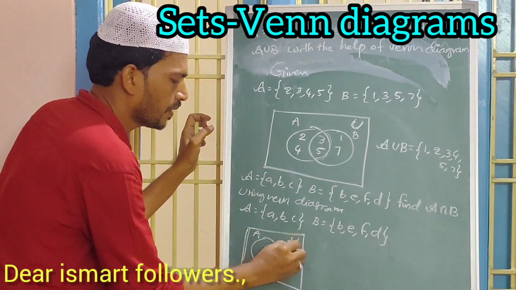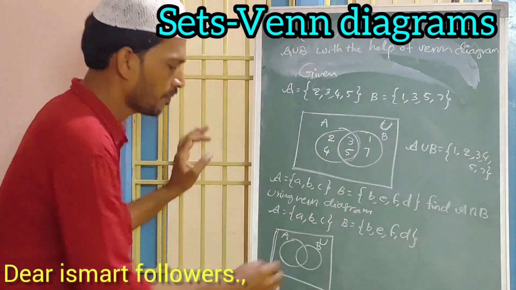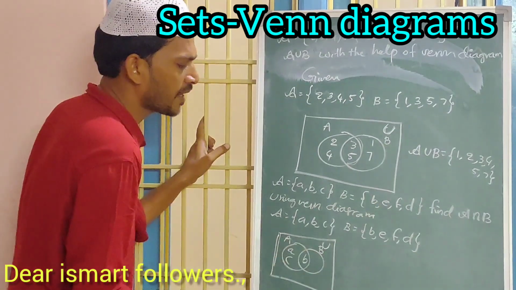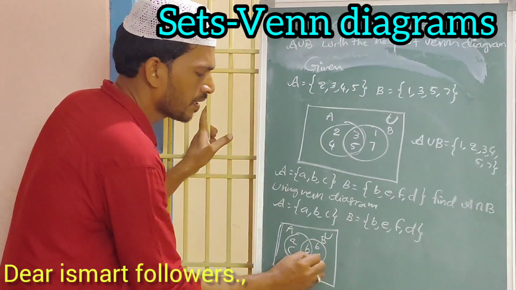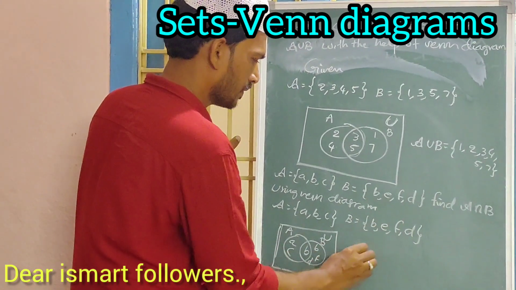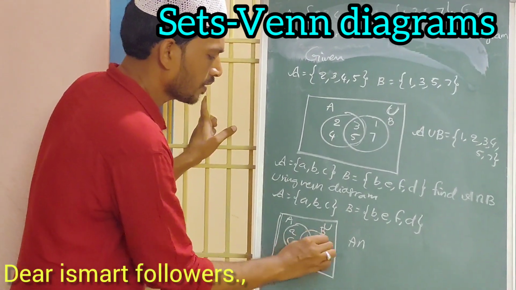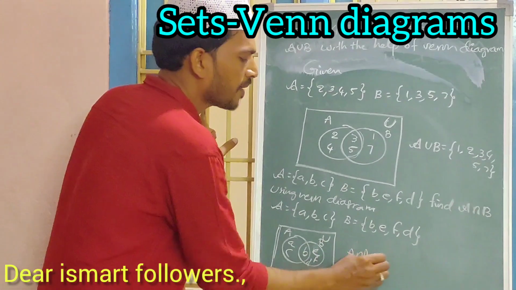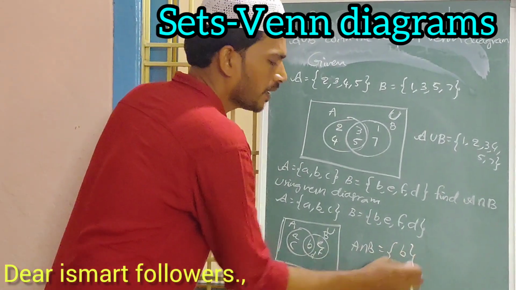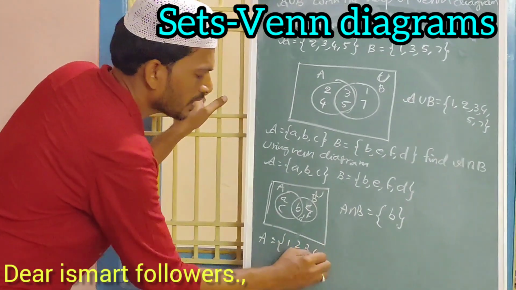A, B. Here this is the common place. What are the common elements here? B. In A set, what are the remaining elements? A, C. In B set, the remaining elements are E, F, G. Intersection means what? The common elements here: only B.